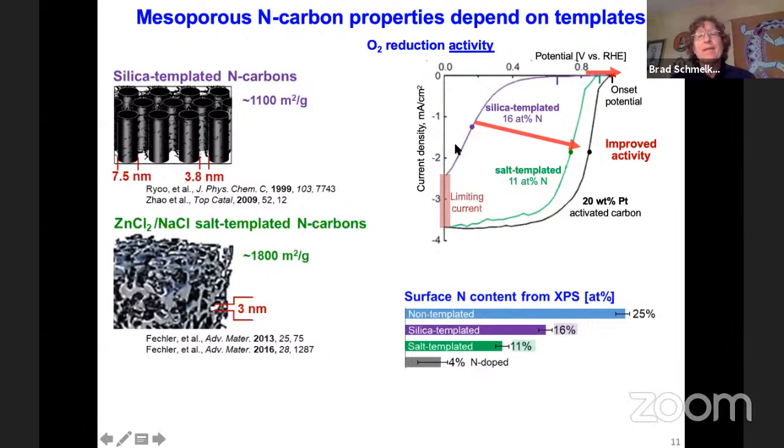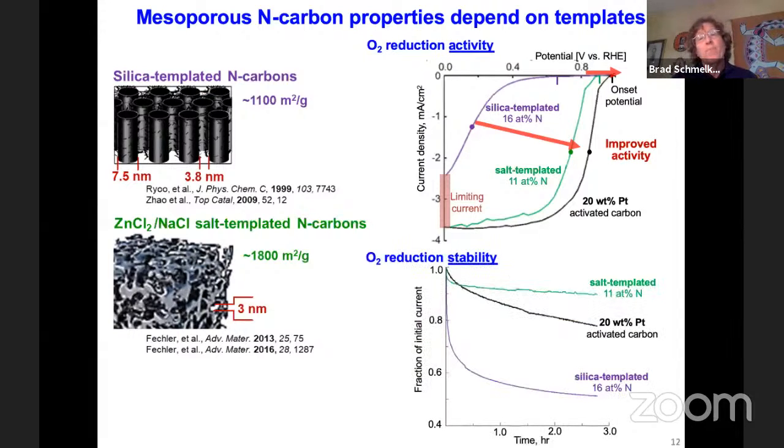By comparison, the silica one, which has an even higher amount of nitrogen in it, has basically much worse properties. And that made us curious as to what's different about those, because the organic chemistry is the same. All the conditions of these preparations are the same except for the templates. And we'll talk about what we think that is. First of all, we have to know why that is and what those differences might be.